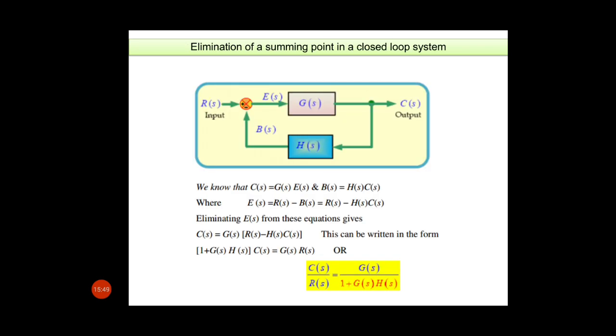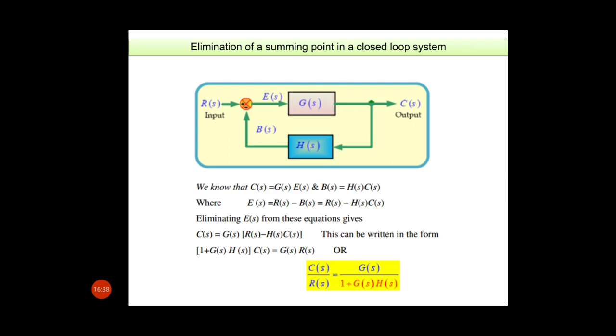Now come to the next rule. The next rule is elimination of a summing point in a closed loop, or elimination of a feedback loop. You have already seen this type of structure in the feedback discussion. Whenever you see this type of closed loop or feedback structure, you replace this feedback loop with a single block, and keep the block gain as G(s) by 1 plus G(s)H(s).